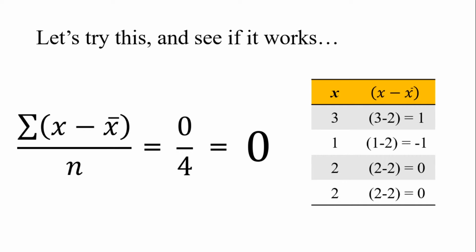So why don't we add to our formula here, instead of x minus x bar, why don't we do x minus x bar squared so that all those distances become positive? And then to get rid of all the squaring, once we've added everything up, let's take the square root. Right, so what does this look like?